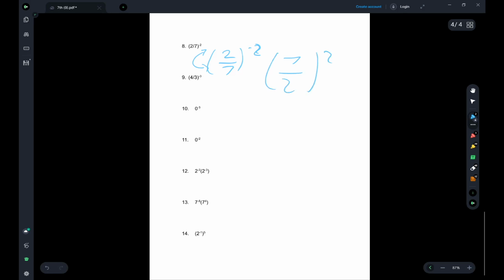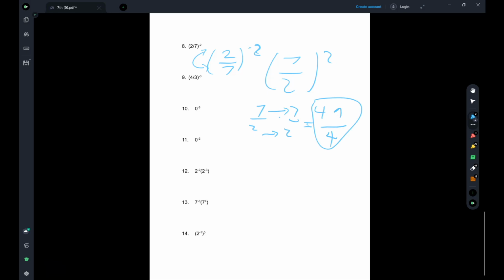And what do you get from that? You get 7 over 2 times 7 over 2. 7 times 7 is 49. 2 times 2 is 4. So your answer would be 49 over 4. And from here you can simplify if you can, but in this case you can't simplify, so this would be your answer.